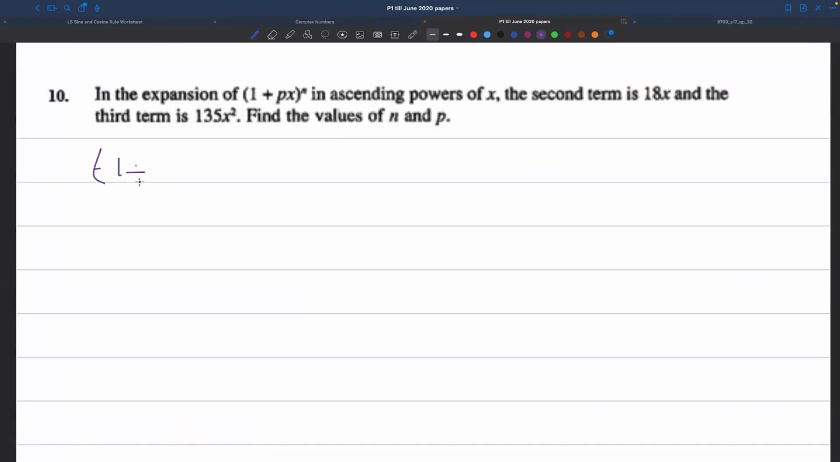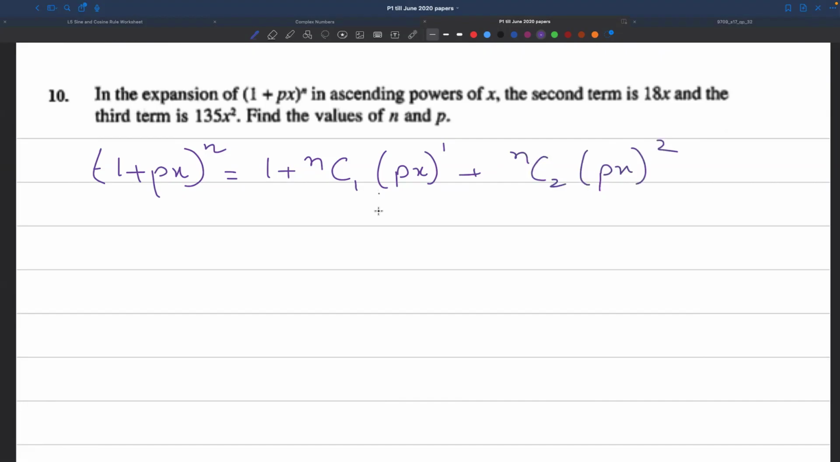1 plus px to the power of n. The second term is nc1 px to the power of 1 plus nc2 px to the power of 2. So this term is 18x. Can I skip this question and ask you people to do it on your own? आप लोग ये वाला खुद कर लेना, ठीक है?